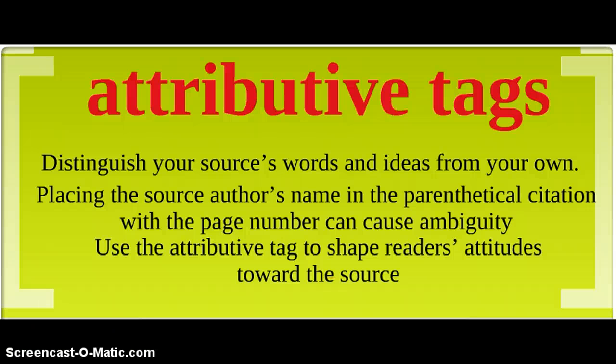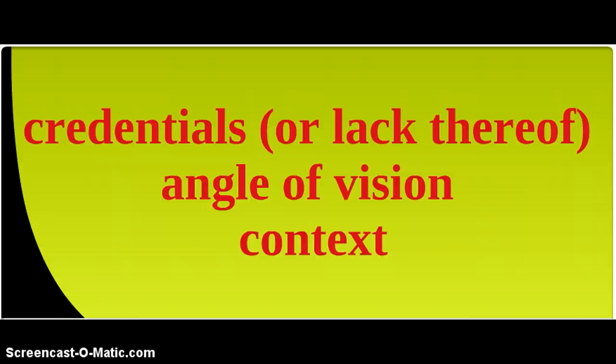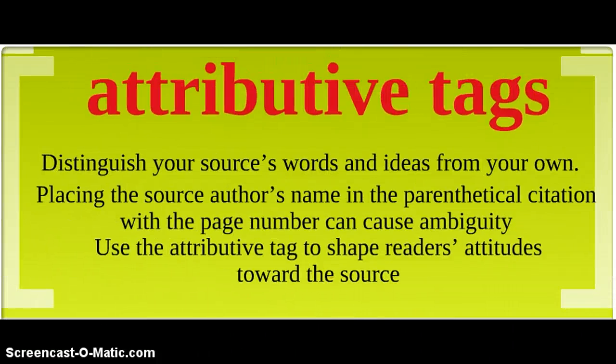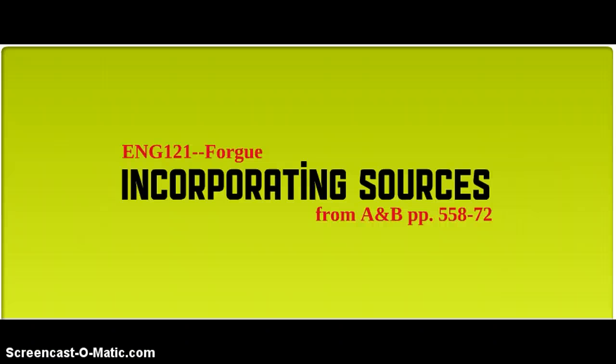Also, be sure to use attributive tags to not only introduce your sources, but also to shape the reader's attitudes toward the sources. You can indicate things like the credentials of the source or the lack thereof, the political or social views of the author and/or the author's angle of vision, the title of the source and publisher if it provides relevant context, and historical or cultural information about the source, again, if that provides a relevant context. Keep these strategies in mind as you work to incorporate sources into your own writing.